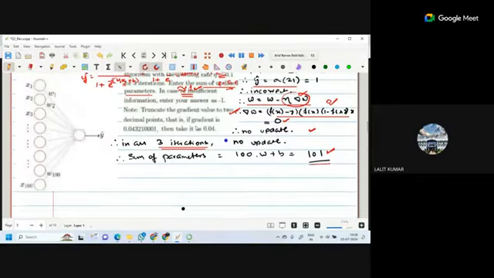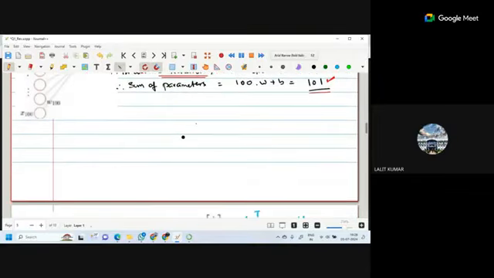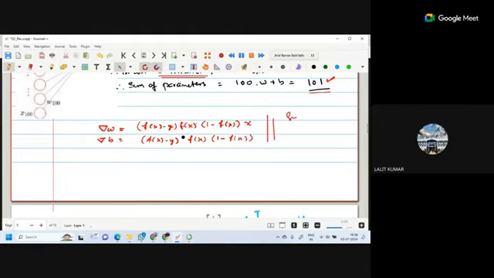So from this week's point of view, the important things to remember are these. And delta B is the same other than that. So these are the two things which you have to remember, and they are for sigmoid.